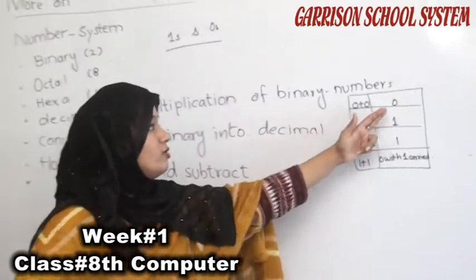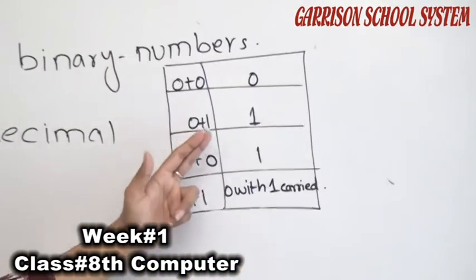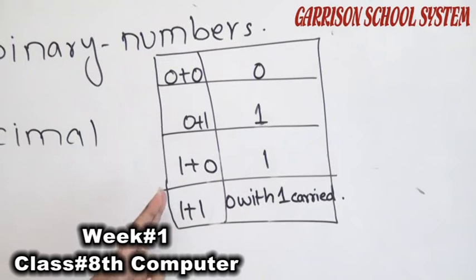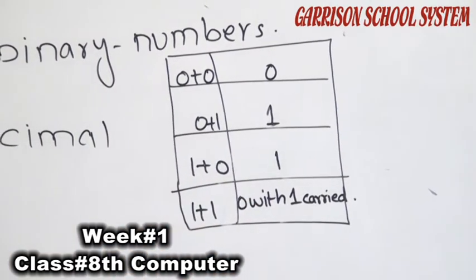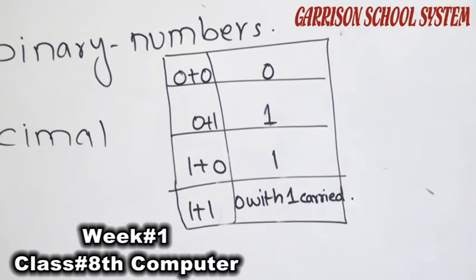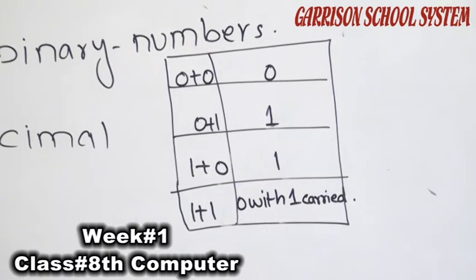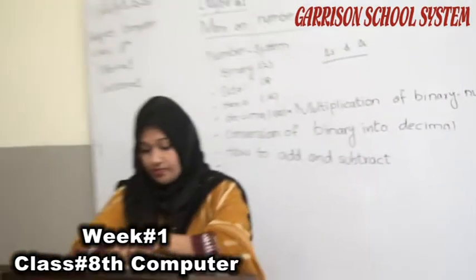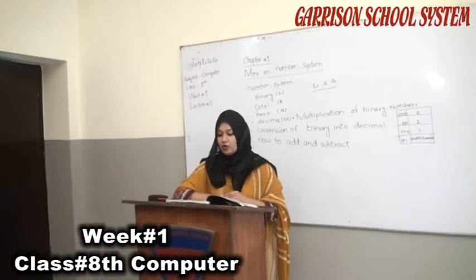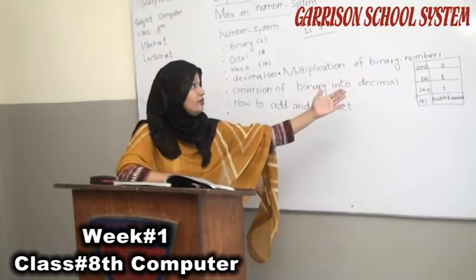0 plus 0 is equal to 0. 0 plus 1 is equal to 1. 1 plus 0 is equal to 1. And 1 plus 1 is equal to 0 with carry over to the next higher column. In this unit, you can see how to multiply two numbers by using these rules.